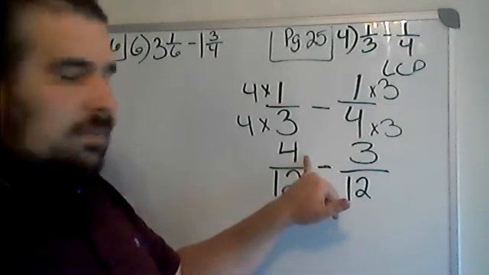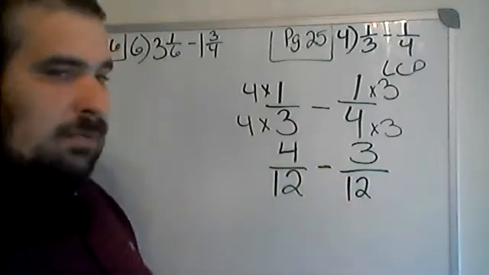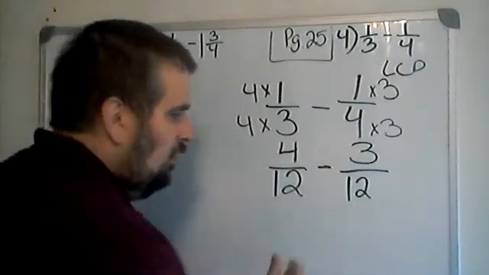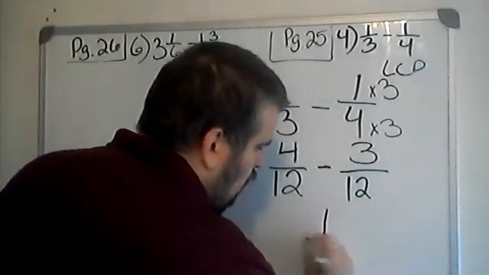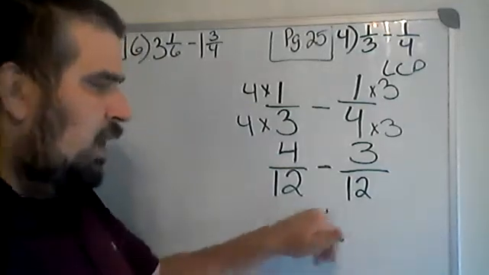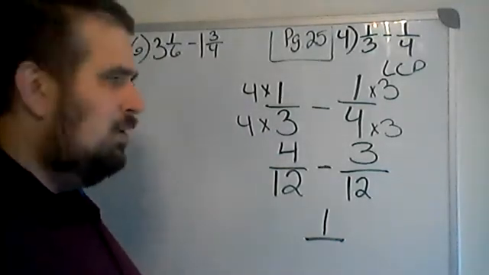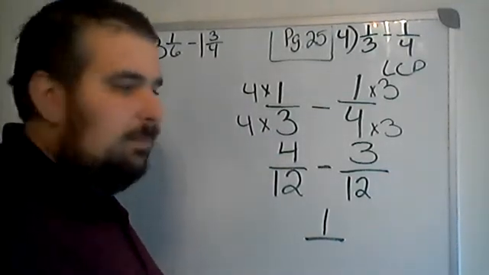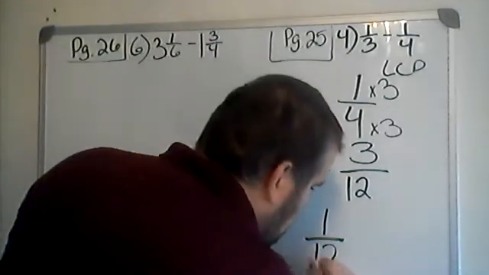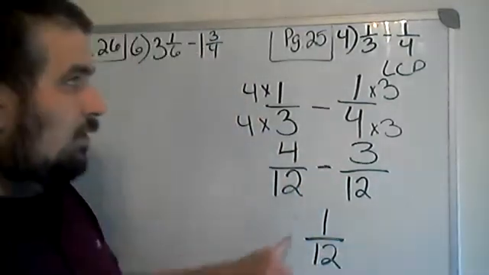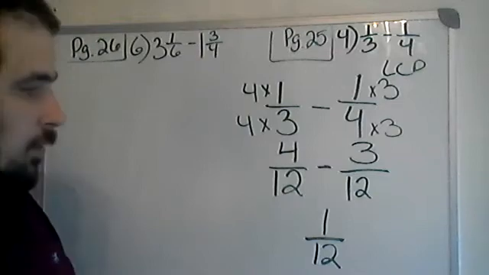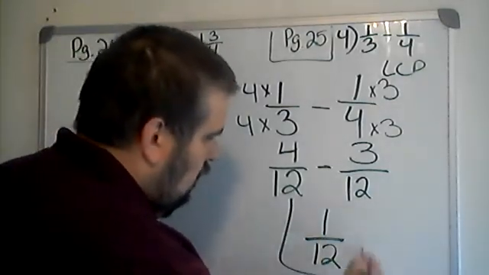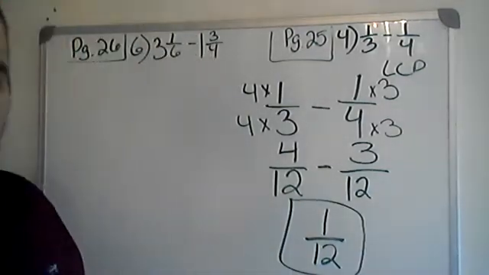So now I can subtract these. I have 4 minus 3. What's 4 minus 3? 1. Now what about my denominators? Do I have to subtract them, or do I just leave them the same? Just gotta leave them the same. So my answer to 1/3 minus 1/4 is going to be 1/12.